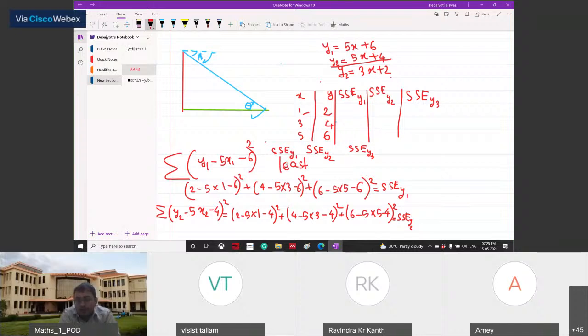Is it possible that the best fit line will not pass through any of the given points? Yes, it is possible. Obviously, it is possible. It's a best fit line. It may not pass through any of the points. That is a real situation.